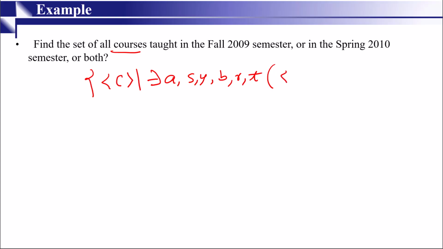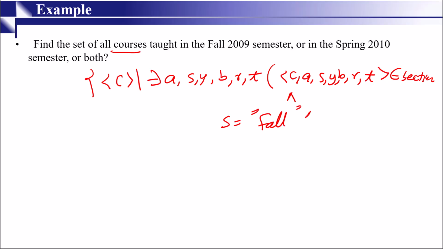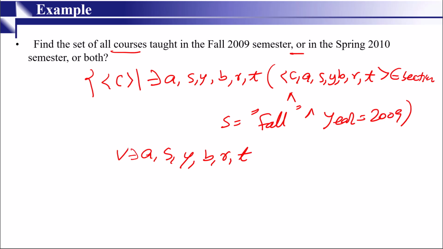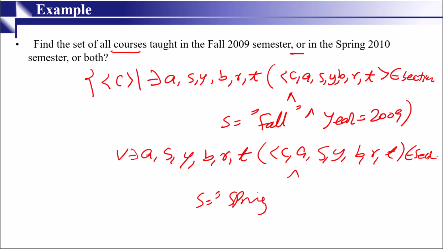Then we write, so what we want, C, A, S, Y, B, R, T in section, and S is equal to fall, and year is equal to 2009, then union, or because we have or here, or again same A, S, Y, B, R, T, and C, A, S, Y, B, R, T in section, this time, and S is equal to spring, and year is equal to 2010, right? This is how we can write it.